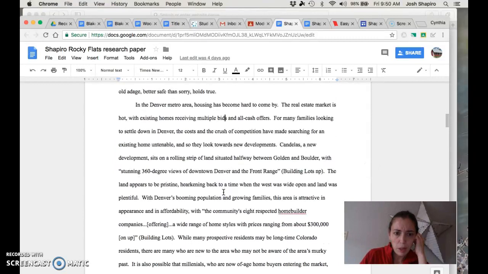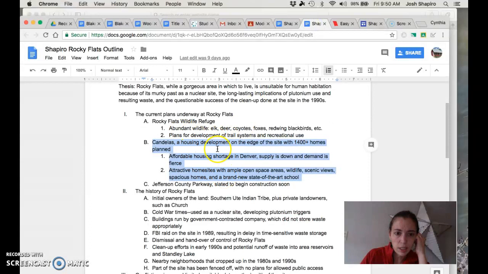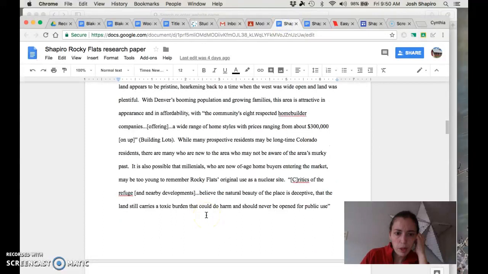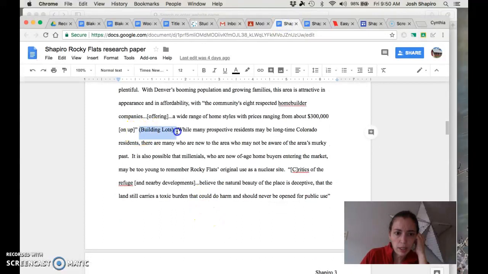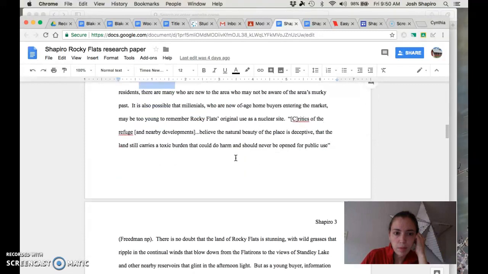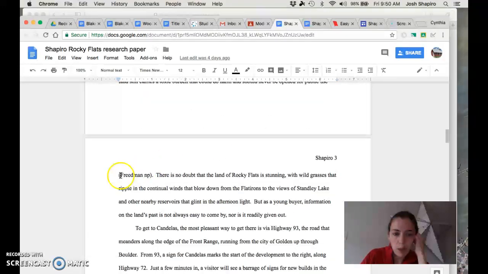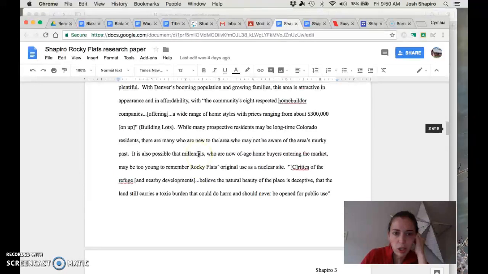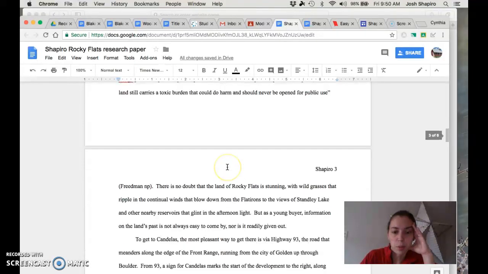Okay? Anyway, then here is where I start talking about Candelas. So this is, if you look at my outline, it's this right here, okay? But for me, I had a lot of information. I'm using in-text citations to show where information came from. So this came from an article called Building Lots. And then this came from another article. Now notice I was inconsistent because I've got NP here for no page, but I don't have it here, which if I'm going to use NP, I have to use it consistently through the paper.